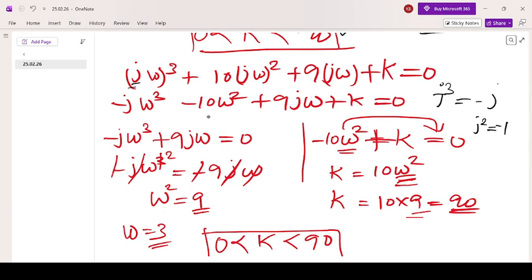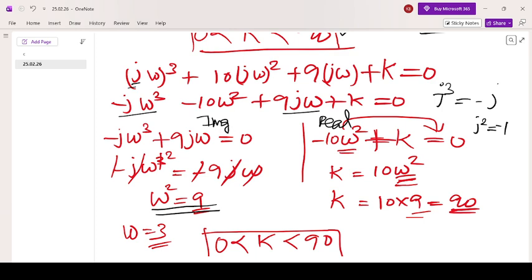Now you separate the imaginary part and real part. The imaginary terms are minus j omega cube and then 9 j omega. So equate that part to 0. Minus j omega cube plus 9 j omega is equal to 0. From that, if you calculate the omega square value, omega square is 9.